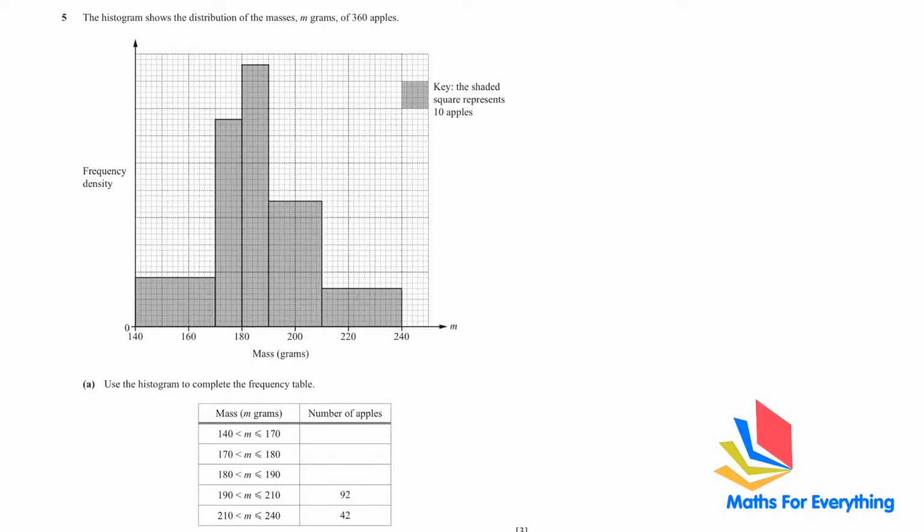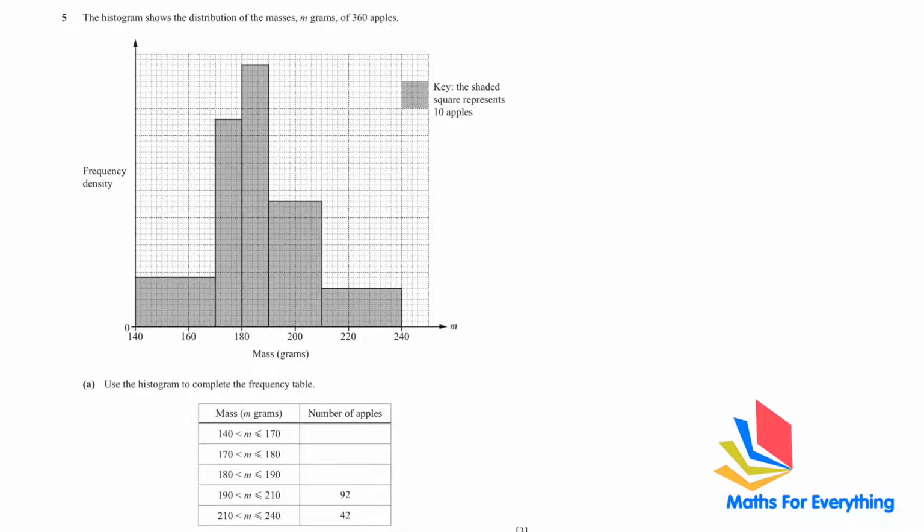Question number 5. The histogram shows the distribution of the masses m grams of 360 apples. So this is the mass in grams, and this is the frequency density. The shaded square represents 10 apples. Use the histogram to complete the frequency table. So we have been given the last two number of apples, and that is here, this and this.